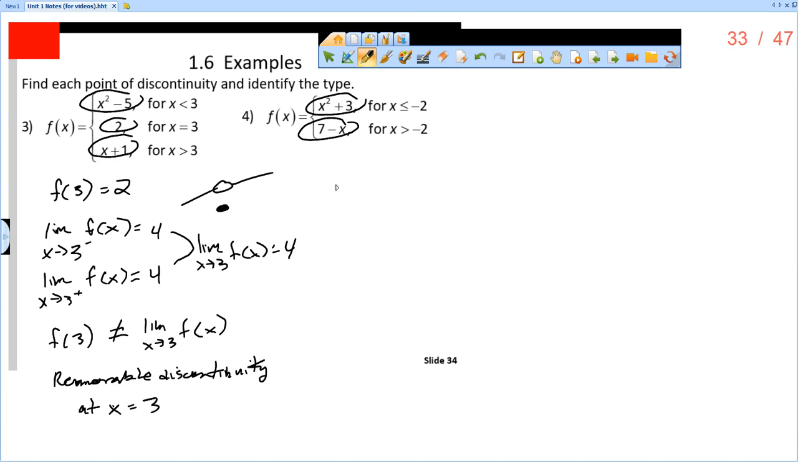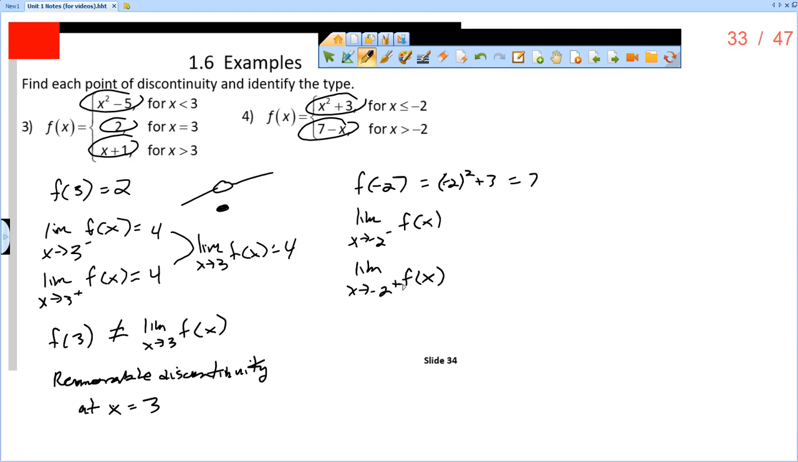At x equals 3. All right, next one, same idea. So we're going to evaluate at -2, so f of -2. First of all, -2, we plug into the top piece. So -2 squared plus 3, so 4 plus 3 is 7. Then I want to evaluate the limit as x approaches -2 from the left, and then the limit as x approaches -2 from the right, obviously both of f of x.